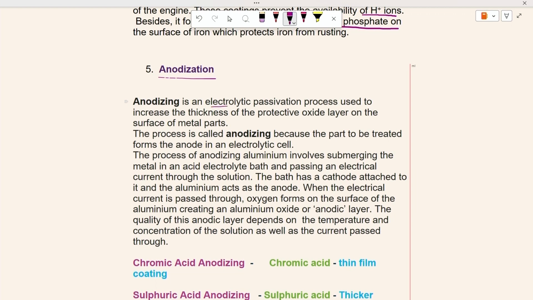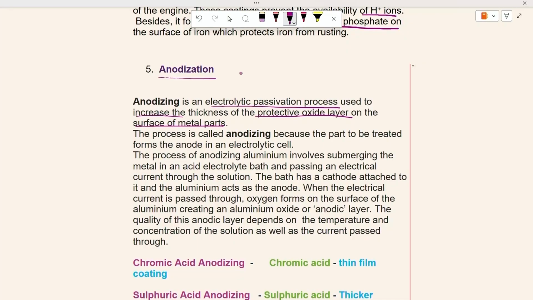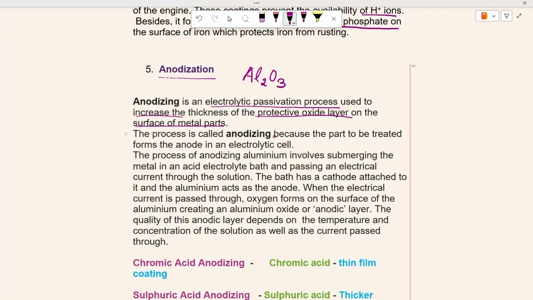Anodizing, again, is an electrolytic passivation process used to increase the thickness of the protective oxide layer on the surface of metal parts. You have heard of utensils and a number of aluminum sheets that are all anodized ones. What they are doing is creating a protective coating on aluminum. I told you aluminum corrodes to form aluminum oxide, and this aluminum oxide acts as a thin film on the aluminum metal and protects it from further corrosion. That process is done using an electrochemical method, and therefore the name anodizing.